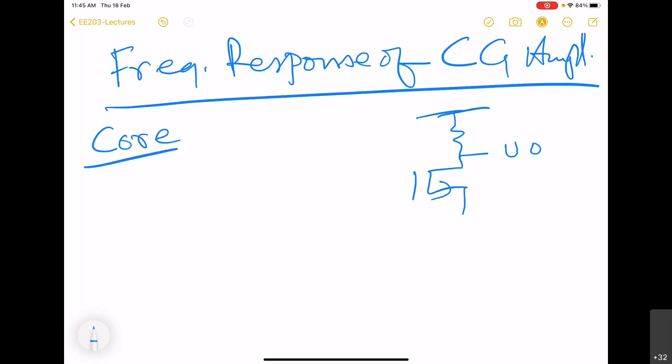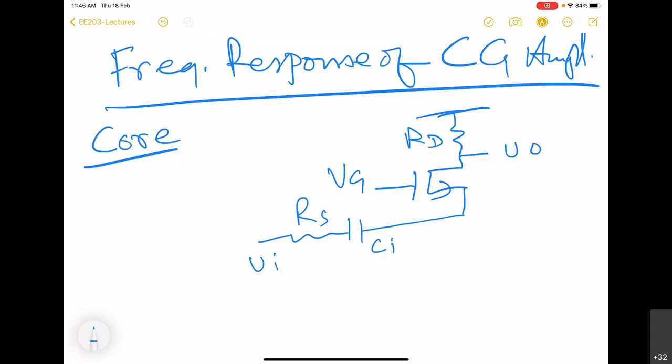So here the output will be from the drain as usual, and the gate will be at a certain DC, and then we will connect our input in this way, right? When we connect this input in this way, we will have to provide a path for the bias current. Bias current means the DC current ID that flows because of VG.